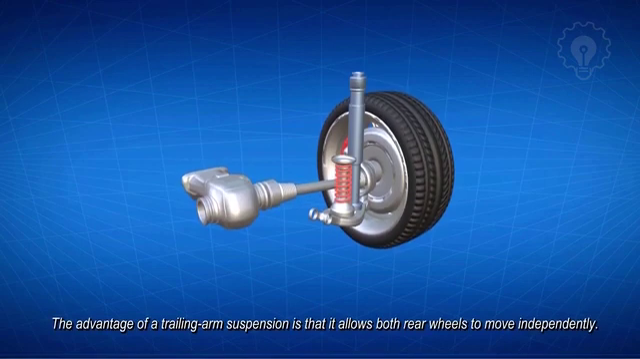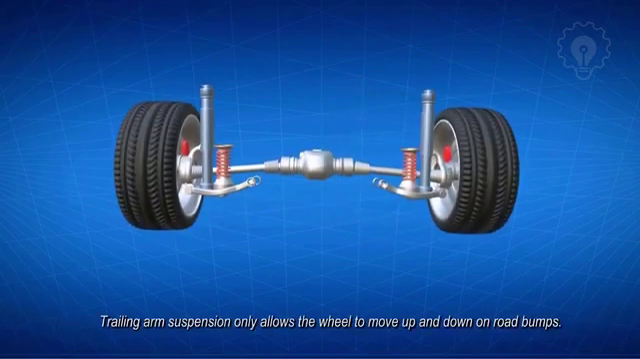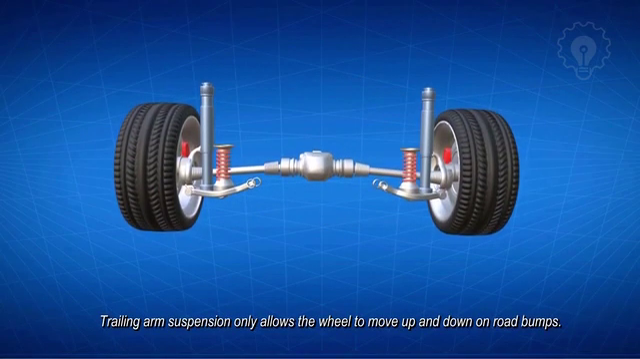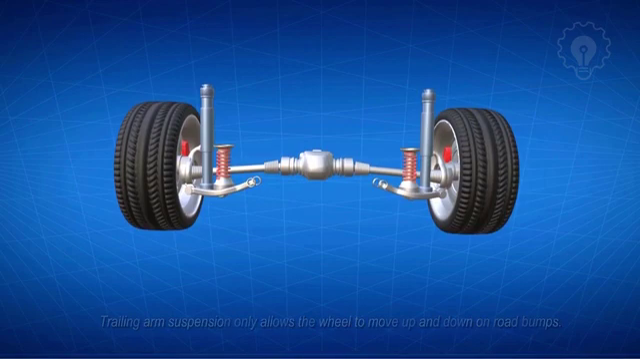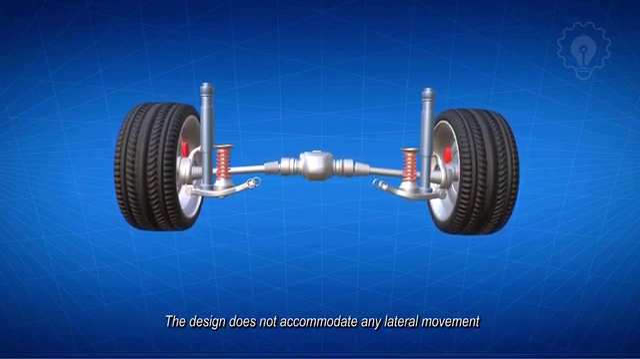The advantage of a trailing arm suspension is that it allows both rear wheels to move independently. However, a trailing arm suspension only allows the wheel to move up and down on road bumps. The design does not accommodate any lateral movement or camber change relative to the car body.